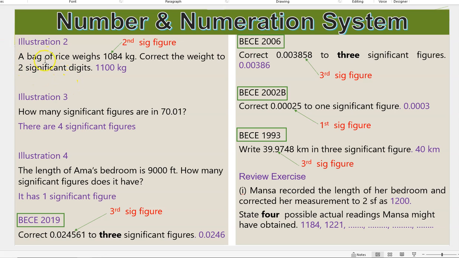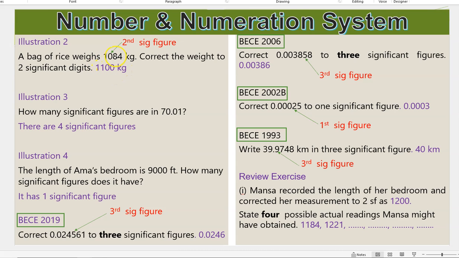Second question. A bag of rice weighs 1084 kilograms. Correct the weight to 2 significant digits. And this is the second significant figure. The number to the right is 8, and of course it's more than 5. And so we're going to borrow 1 here and add it to the 0, making 1. So we're going to have 1100 kilogram.